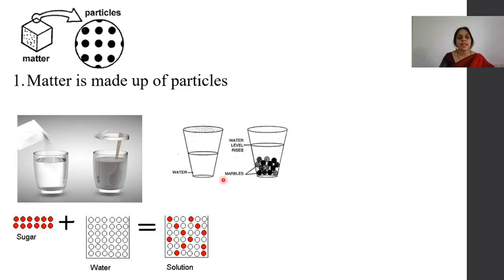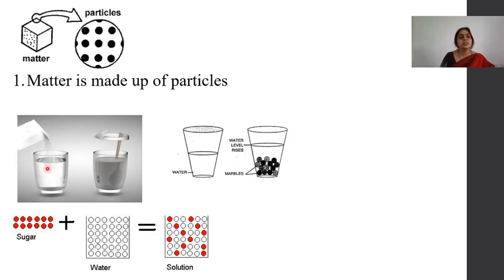The first characteristic is that all matter is made up of particles. The ancient philosophers held the view that matter is continuous, like a block of wood, but it is not true. All matter is made up of tiny, discrete particles. How do we know this? Here is an activity.